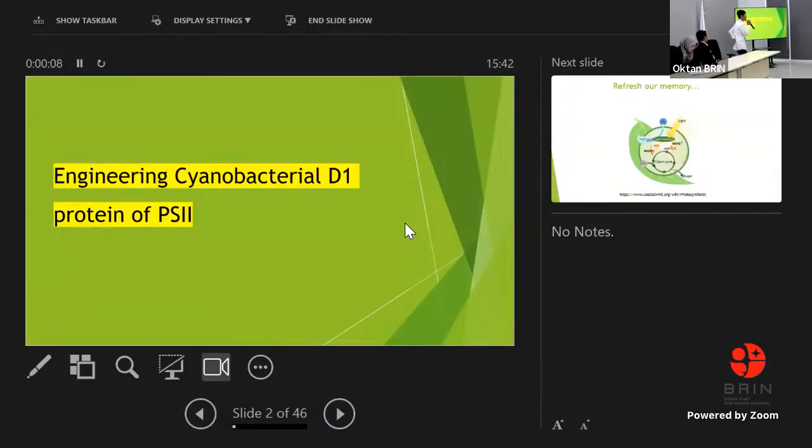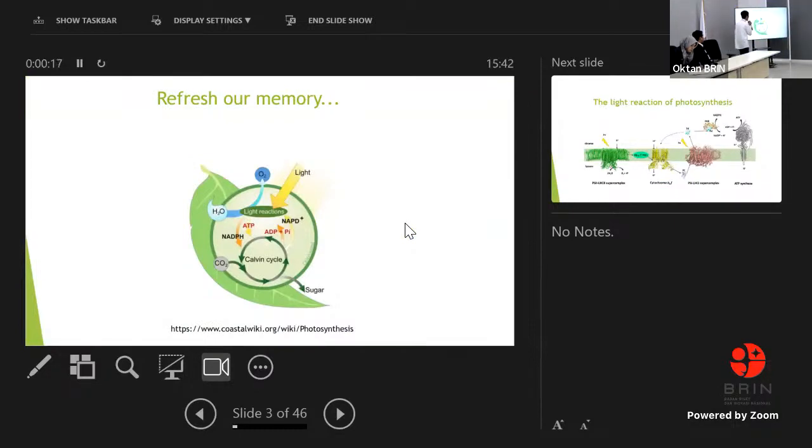Okay, I'll talk about two topics. The first one is engineering cyanobacterial D1 protein of photosystem 2. First of all, I'd like to refresh our memory. This is one of the most notable physiological processes that we already know, which is photosynthesis, which uses light and captures carbon dioxide and water to produce sugar. And in the process, it produces oxygen. This process consists of two main reactions, the light reactions and the Calvin cycle. If we take out the Calvin cycle, we end up having just the light reactions.